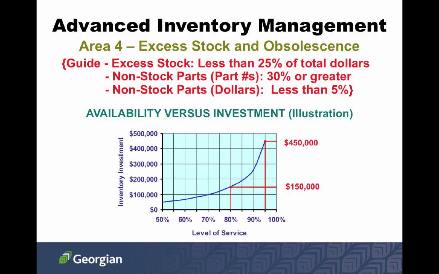Excess stock, it says here, should be less than 25% of total inventory dollars, or of total inventory investment. Excess stock is defined as any stock where the on-hand and on-order quantity exceeds the best stocking level. And usually this is conscious or intentional in most cases when you look at excess stock.